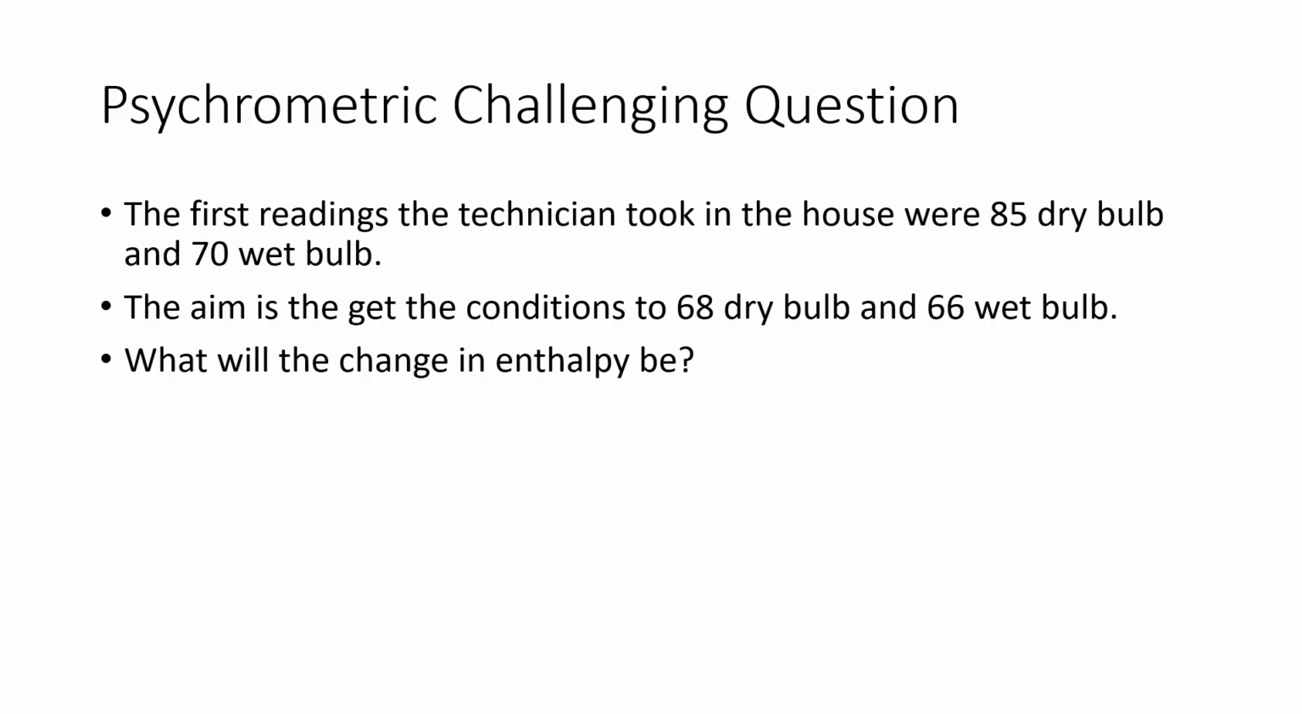So there is a very challenging psychrometric question. The first readings the technician took in the house were 85 dry bulb and 70 wet bulb. That was before the equipment was hooked up. Now, the aim was to get the conditions to 68 dry and 66 wet. What I want you to figure out is the change in enthalpy. We should be able to figure that out with what we know now. So those are the conditions. You might want to hit the pause button so these won't go away. You're going to plot these and then see what the change in enthalpy is.